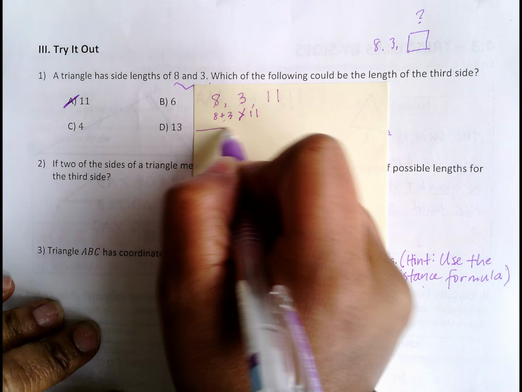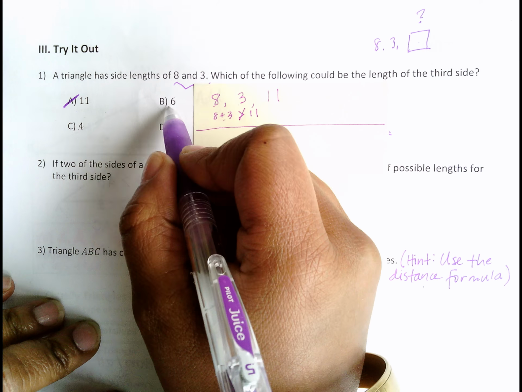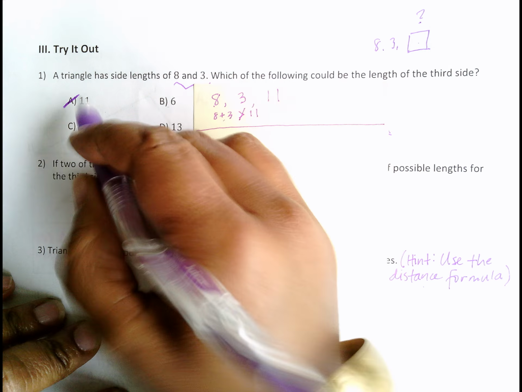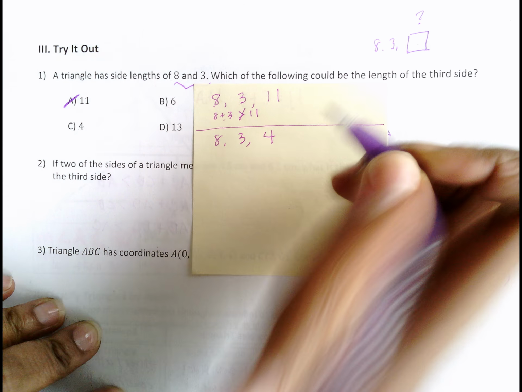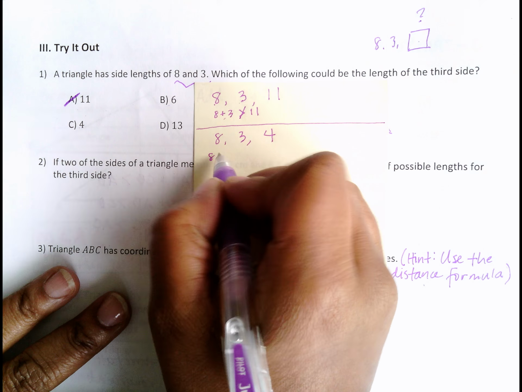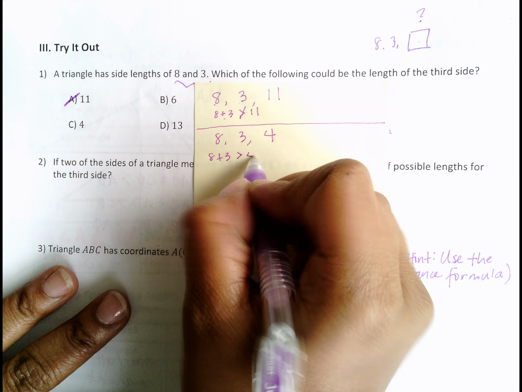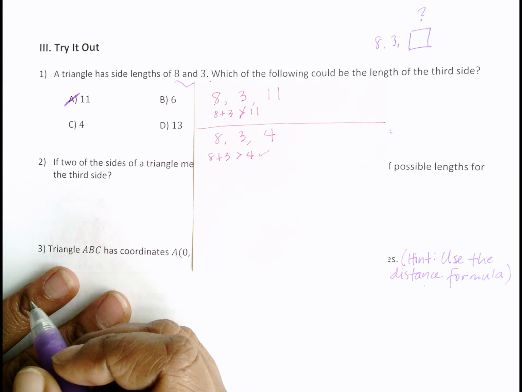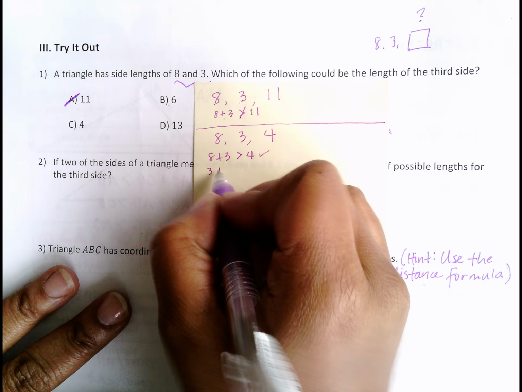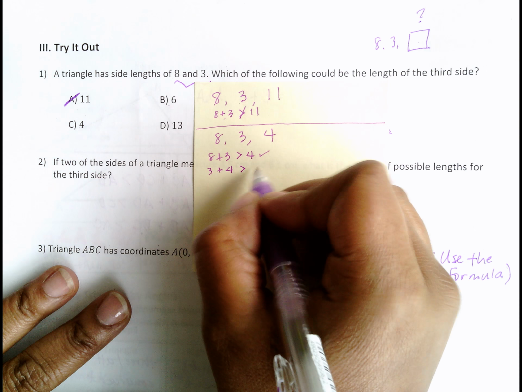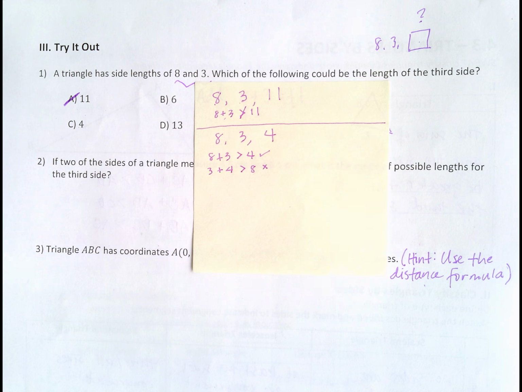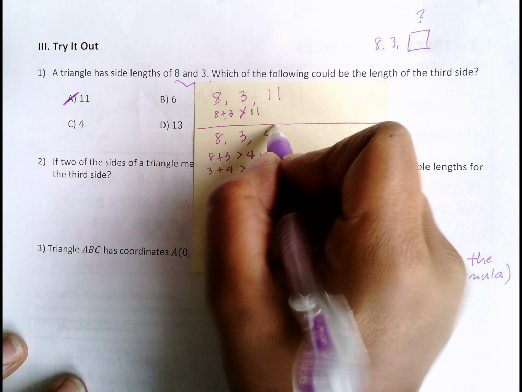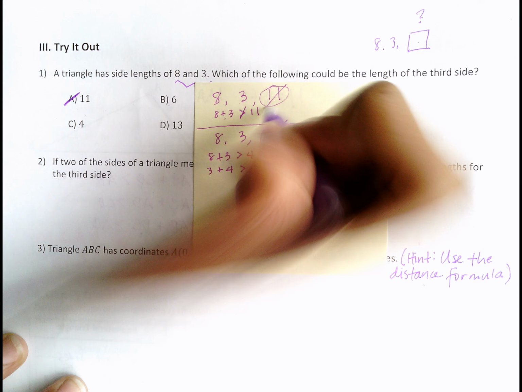But let's test it with choice C. I'm going to go in this order. So we're going to take, again, 8, 3, and then if that third side was 4, would this work? So I'm going to take 8 plus 3. Is that greater than 4? Yes. Great. But now I have to test 3 and 4. Is that greater than 8? No. That wouldn't work. Why? Because 3 plus 4 is 7, and 7 is not greater than 8. So that answer choice would not work.